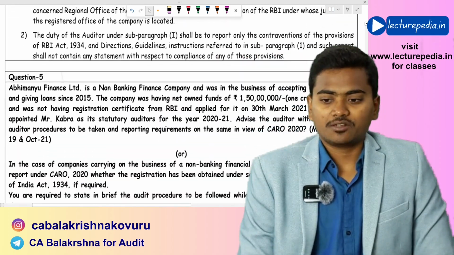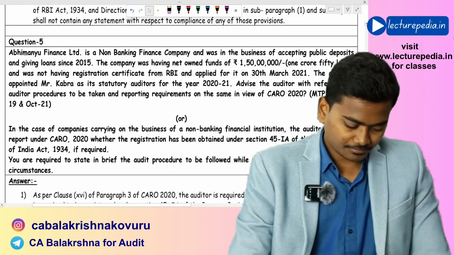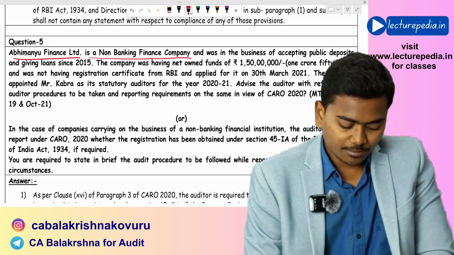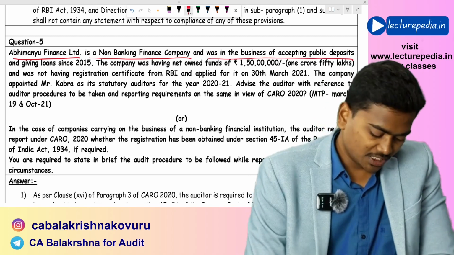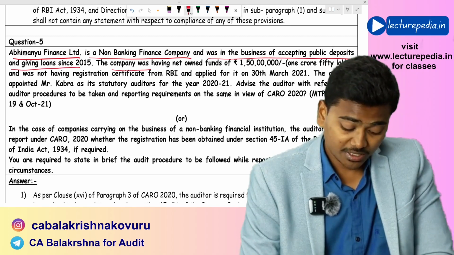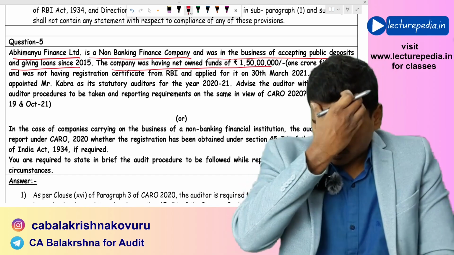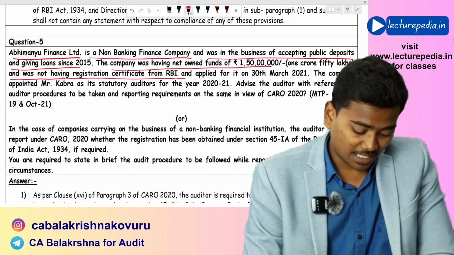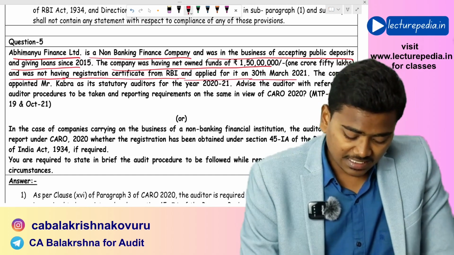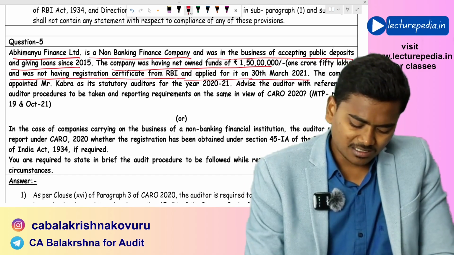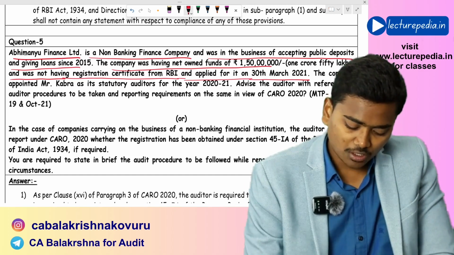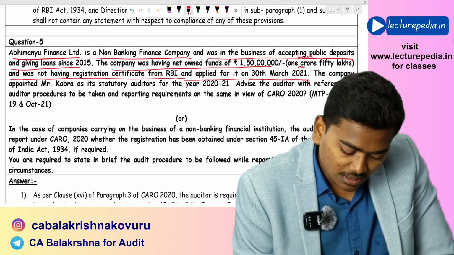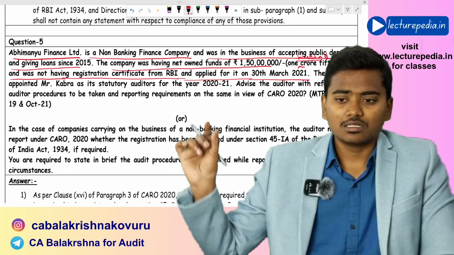Moving to question number 5. Abhimanyu Finance Limited is a NBFC and was in the business of accepting public deposits and giving loans since 2015. The company was having net owned funds of 1 crore 50 lakhs and was not having registration certificate from RBI and applied for it on 30th March 2021. Basically, here you can write it as 150 crore. You can just change the question part.